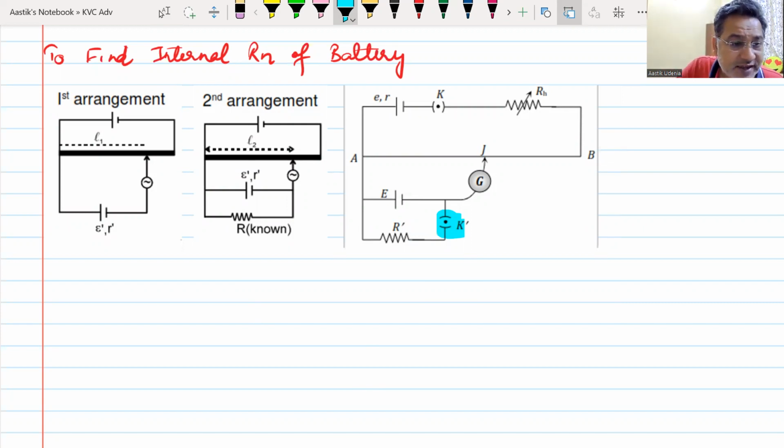When your switch K dash is closed, the outside resistance will also come into the picture. Yes or no? Yes, sir. So then the circuit will become case number 2. So in the first case, only the battery is in the circuit. In the second case, the battery and the known resistance are in the circuit. Do we understand this? Yes, sir.